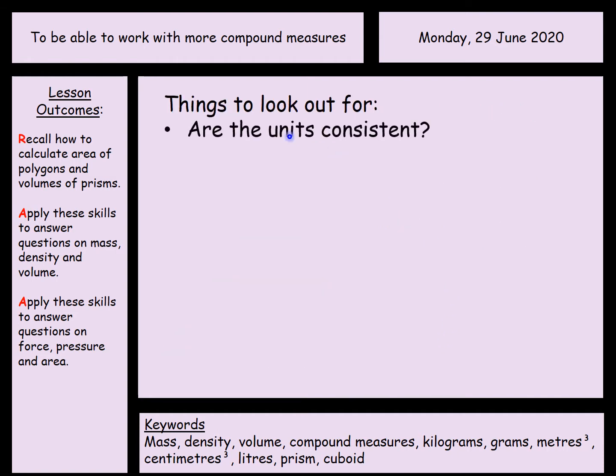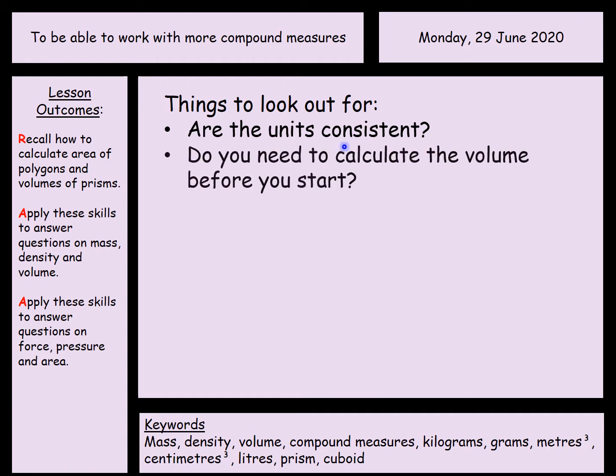So are the units consistent? If you've got one thing in grams per centimeter cubed and another thing in kilograms, you're going to have to convert your kilograms to grams. If you've got one thing in grams per centimeter cubed and the other thing in meters cubed, you're going to have to convert your meters cubed. So it's really important that we end up with the same units to get the calculations correct.